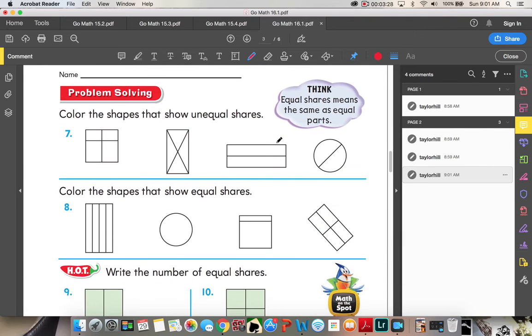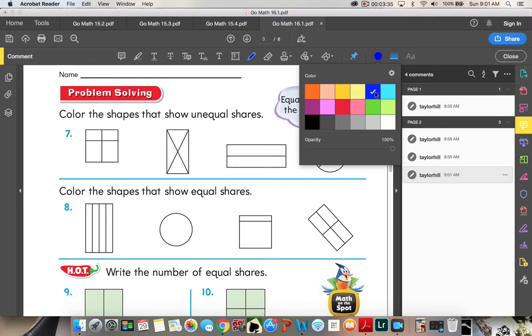All right. Color the shapes that show unequal shares. So unequal. Let me change my color here. Let's go with green. All right. So color the shapes that show unequal. Okay. Looking at number 7. I noticed that number 7 is unequal. So I'm going to color that in.